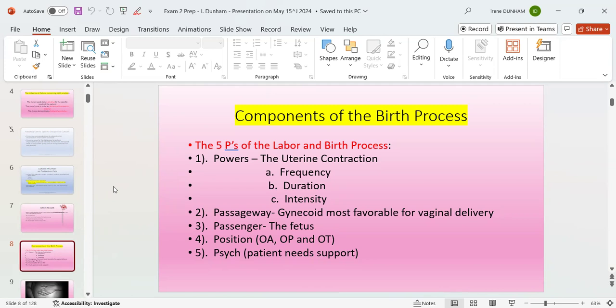Now, intensity is how strong they are. Well, you're using external monitoring, so intensity would be an approximation of how strong they are. And we classify them as mild, moderate, or strong, or firm.